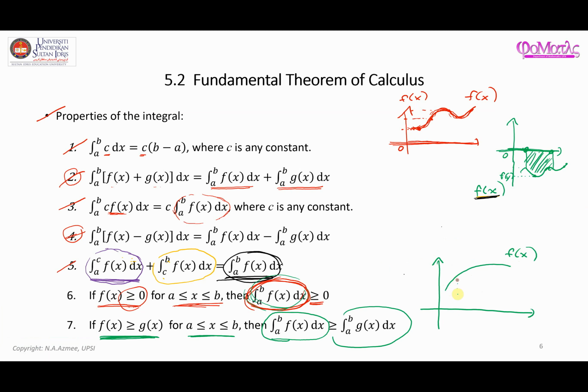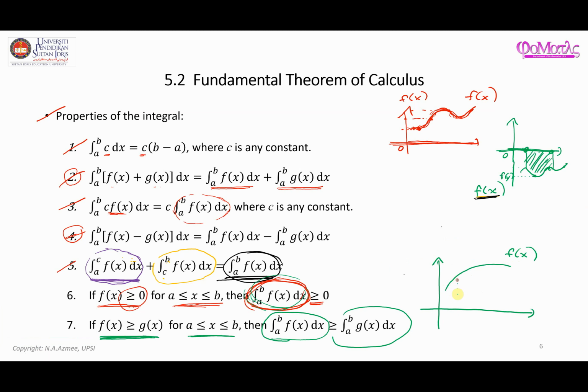Okay, now let's talk about the first fundamental theorem. If f is continuous on the interval [a, b], then the function F defined by this, so this is the function big F, is defined by this. So big F can be found by integrating f(t) dt from lower limit a to upper limit x, where x is between a and b.